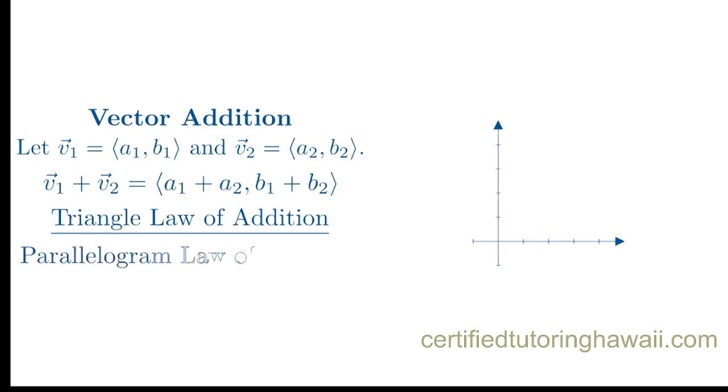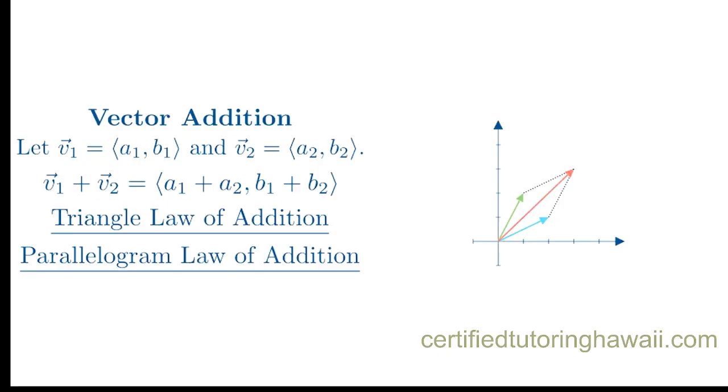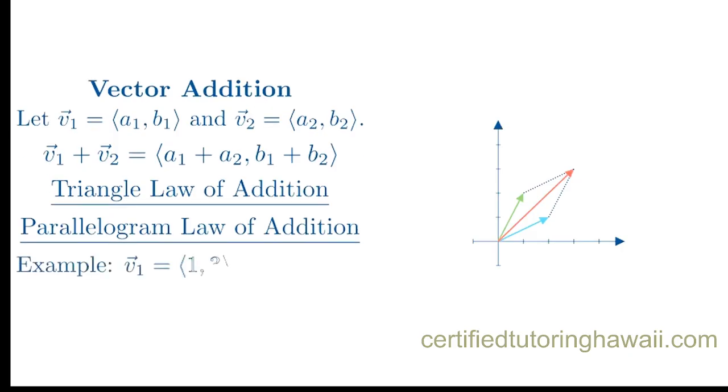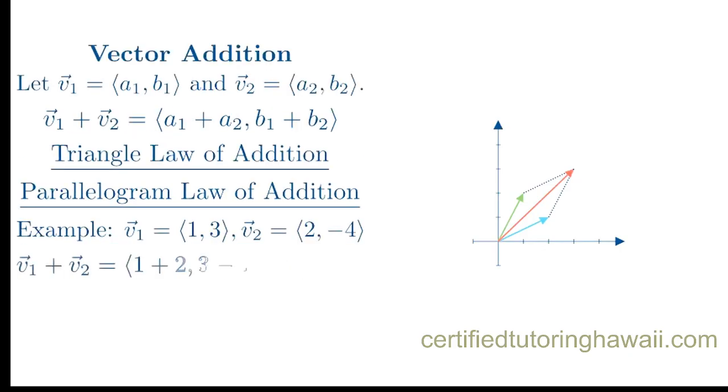The second method is the parallelogram law. If you place the tails of two vectors at the same point and complete the parallelogram they form, the diagonal starting at that point is their sum. Notice this is geometrically equivalent to the triangle law. Let's work through an example using components. Let v1 be the vector ⟨1, 3⟩, and v2 be ⟨2, -4⟩. Their sum, v1 plus v2, is ⟨1 + 2, 3 - 4⟩, which is the vector ⟨3, -1⟩.